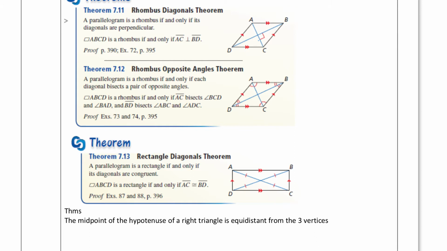Rhombus opposite angles theorem. Okay, so you have a parallelogram, and you know it's a rhombus if and only if, again, it works both ways, the diagonals bisect a pair of opposite angles. So this diagonal right here going down is going to bisect the angle. This diagonal is going to bisect the angles. So as long as the diagonals bisect the angles, you've got a rhombus. And if you've got a rhombus, the diagonals will bisect the angles.